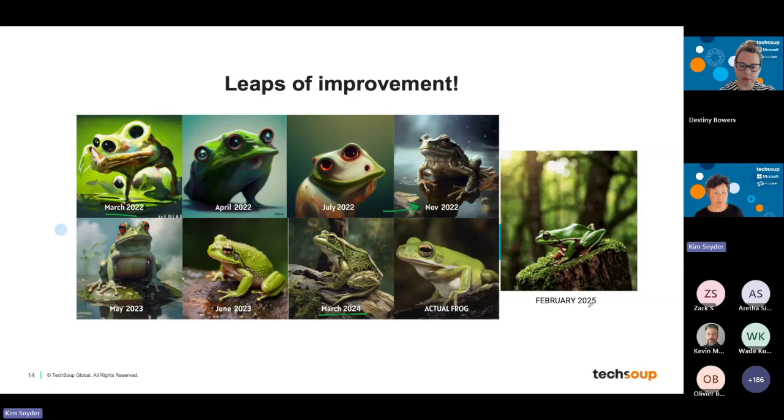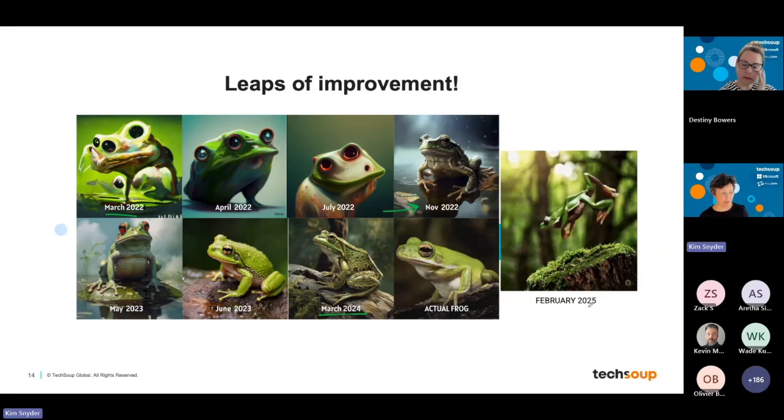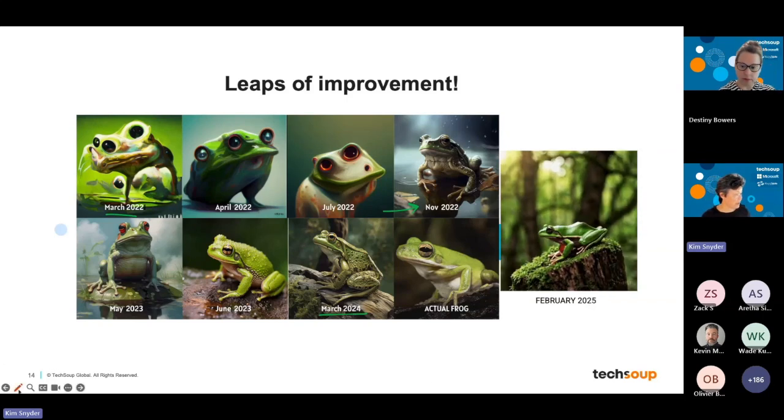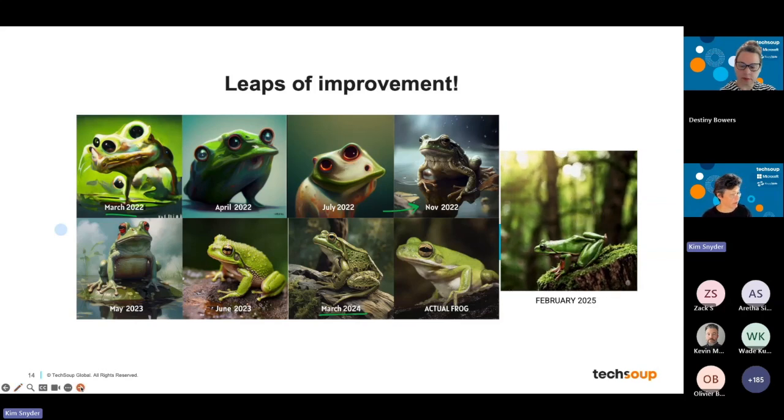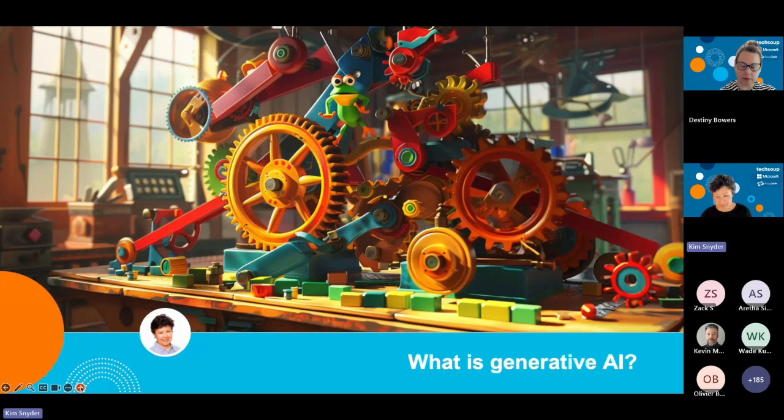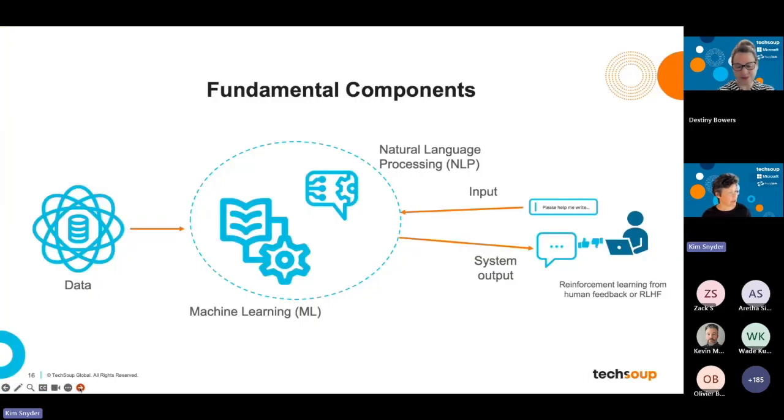All right, so these are the kinds of, as we would say, leaps of improvement that we're seeing. And again, a lot of it's the availability of data and the processing power. And these capabilities kind of build on each other, right? So moving into that, so what is generative AI? So I like to think of it as generative AI is AI that makes things, right? So Microsoft Copilot is a tool to make things.